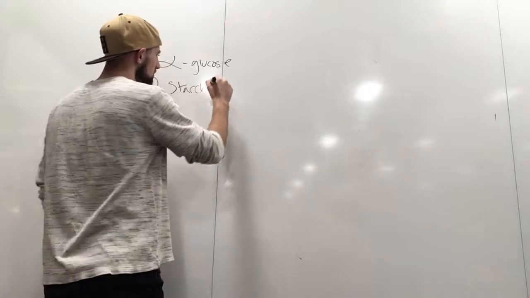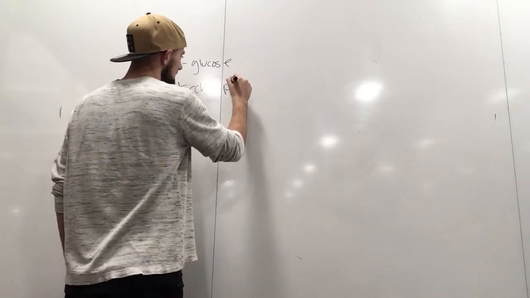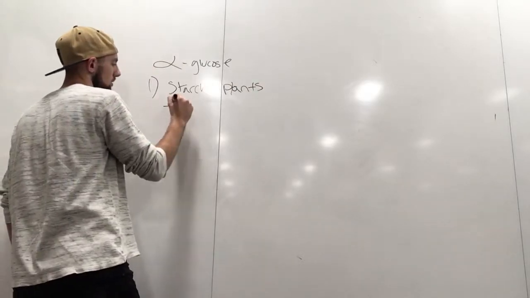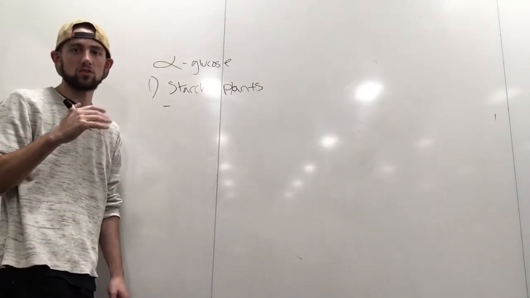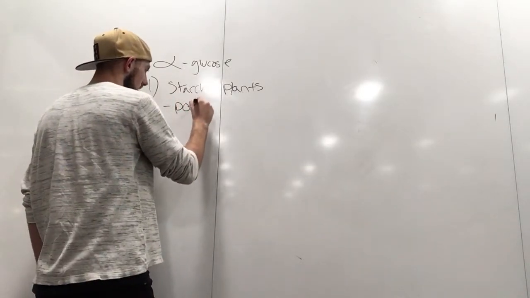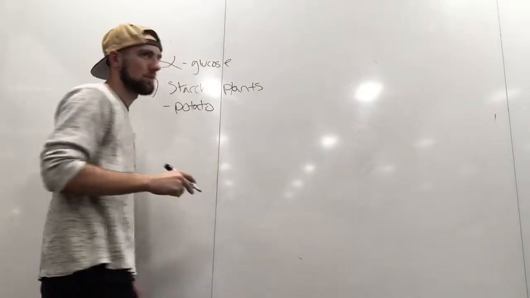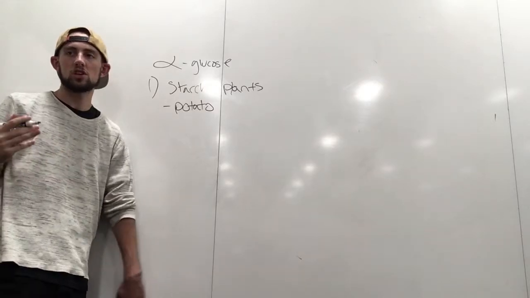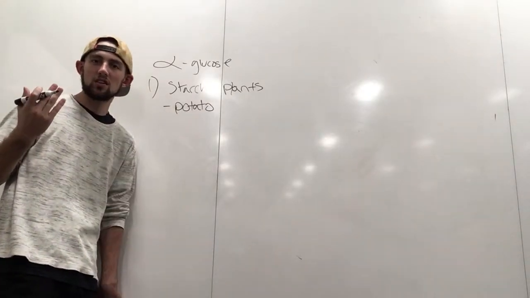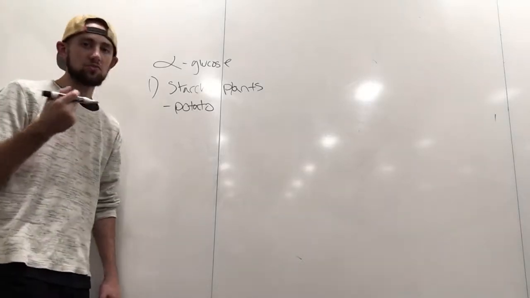Where do you find starch? Well, you find that mostly in plants. For example, have you ever heard of a starchy potato? So a potato has a lot of starch in it. What makes a potato starchy? Well, its viscosity, I guess, or its texture is very thick.